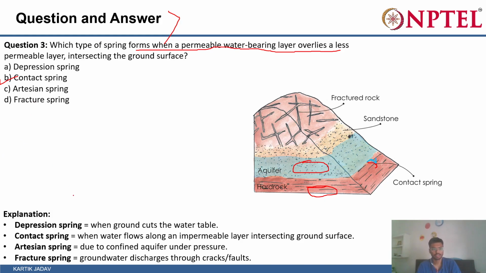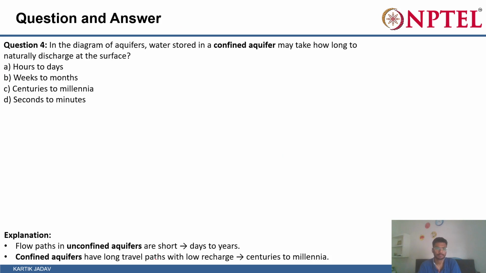So these are the options. First one is the depression spring. So depression spring is when the ground cuts the water table. Contact spring is when water flows along the impermeable layer. Artesian spring is due to the confined aquifer under pressure, when water flows through fractures. So groundwater discharges through fracture. Well, for this question the correct answer is option.